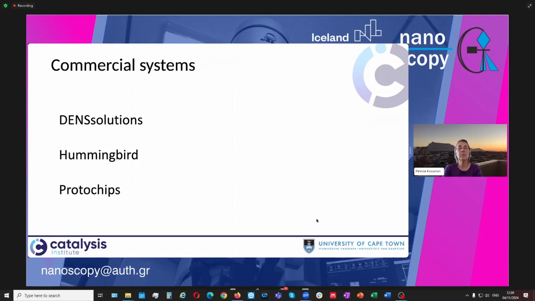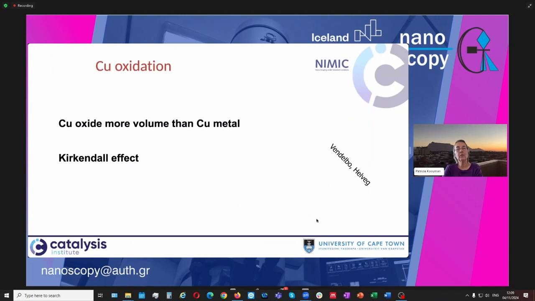Which brings me to some examples. And my first example is the copper oxidation.